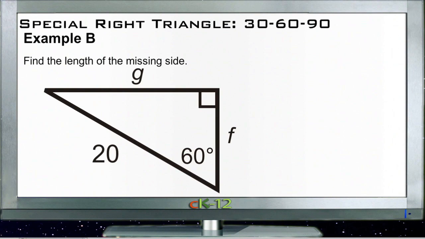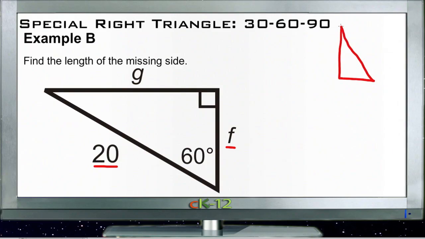Example B, again, very similar, says find the length of the missing side. The difference here is that this time we're given the length of the long side, and we need to find the other two. Well, the easiest conversion is between the long side and the short side because the short side is just half of the long one. So let's sketch that in real quick again.